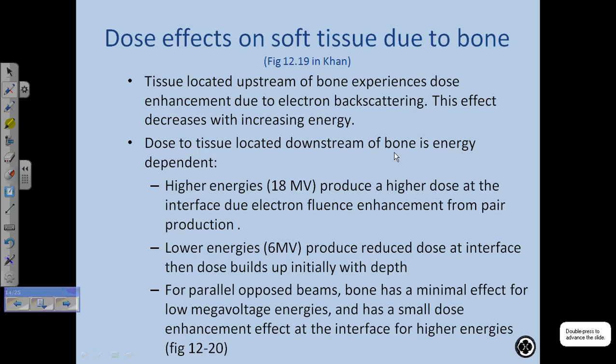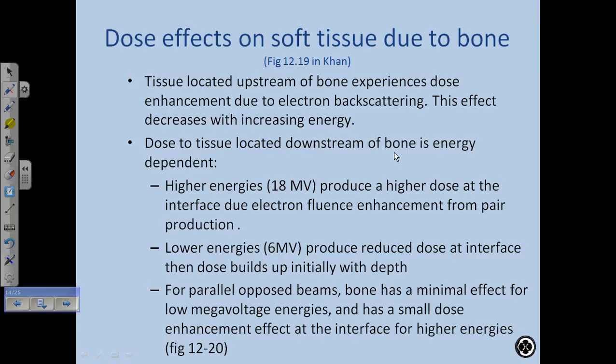Okay, so dose effects in soft tissue due to bone. So what does bone do? When bone's in the way, what does it do to a soft tissue dose? Tissue located upstream of bone experiences dose enhancement due to electron backscattering. This effect decreases with increasing energy. Okay, so what does that mean?